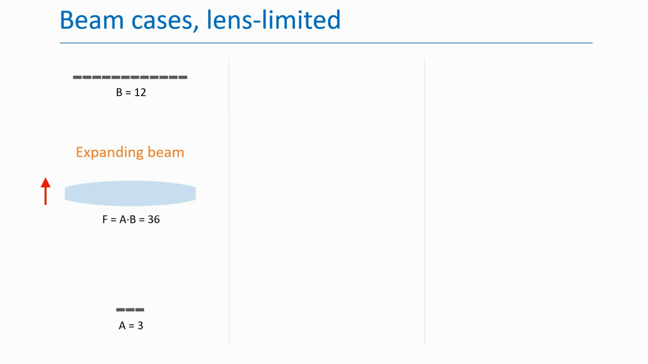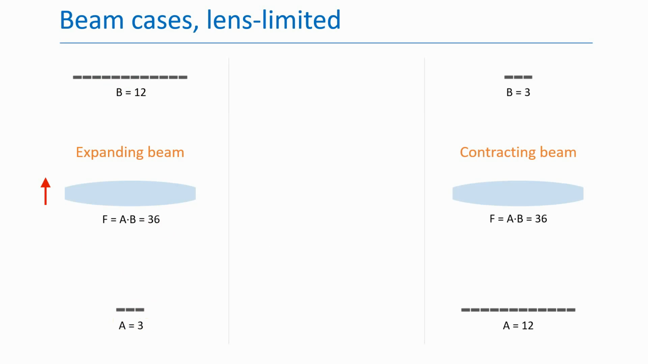Up to now, we've mostly dealt with expanding beams like this, where the beam starts off relatively small, but it expands to be much larger. For instance, in this example, the front flat width is 3 patches, and the rear flat width is 12 patches. The product of those two is 36, which is the lens focal length. But coherent optics always works in reverse, meaning that we can turn it around front to back. So if we start with a front flat width of 12, it will contract down to a rear flat width of 3.